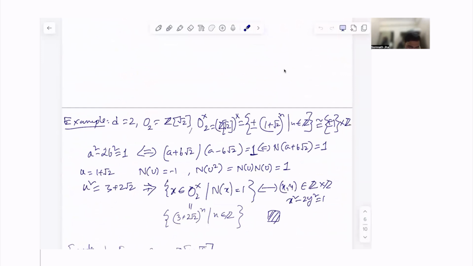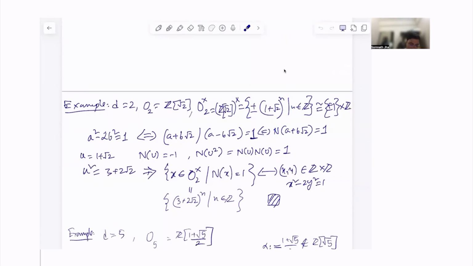Then we showed some examples. In Z[root 2], we'll show that at least the positive units are given by the solutions of x square minus 2 y square equal to 1, all of which are given by 3 plus 2 root 2 to the power n, where n is in Z. And from there, it's not hard to see that all the units are given by plus minus 1 times 1 plus root 2 to the power n, where n is in Z.